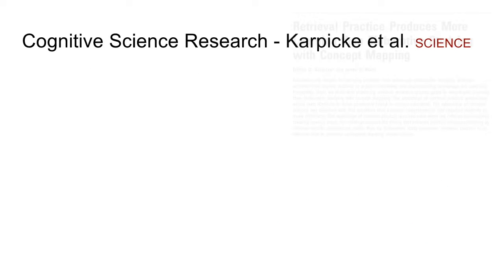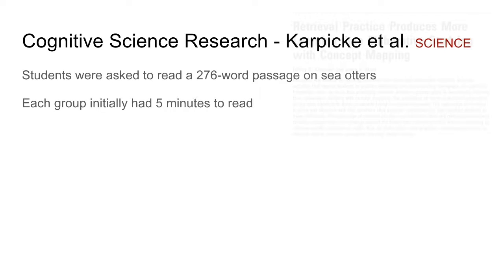Let's get started. So we'll begin with some cognitive science research. Karpicke et al. published in 2011 in the journal Science this cognitive science paper. And really they wanted to understand what's the best way to retain information. In this study, students were asked to read a 276-word passage on sea otters.